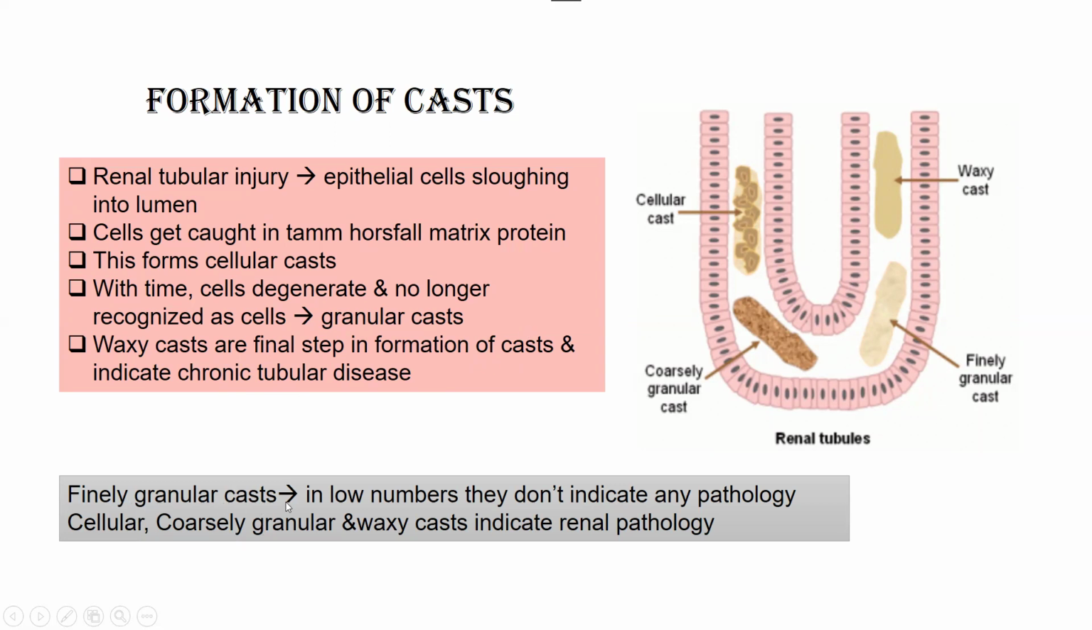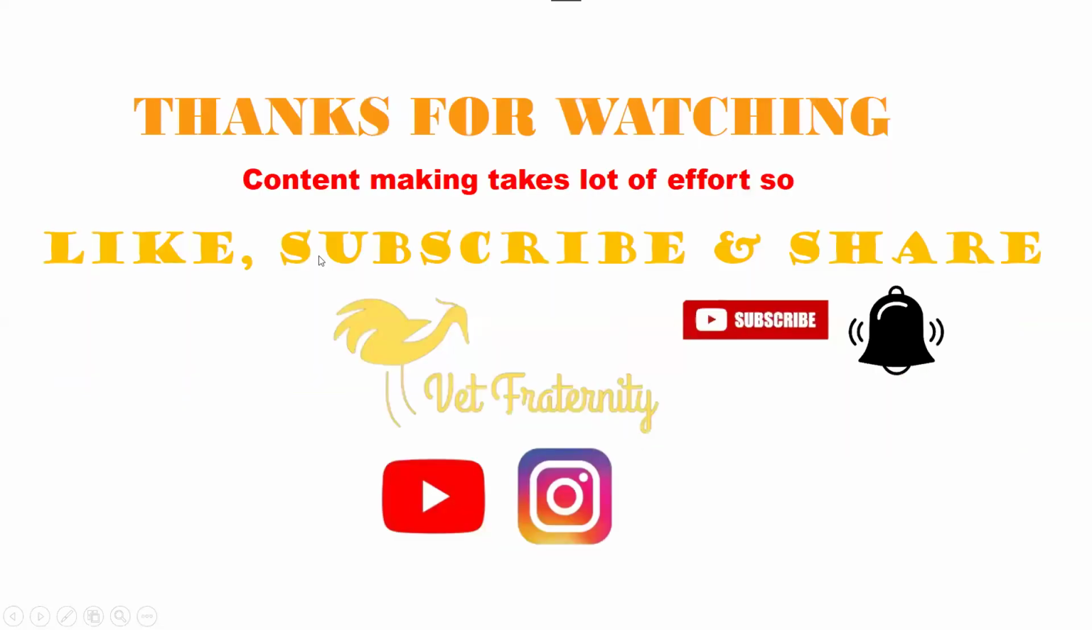Fine granular casts in low numbers do not indicate any pathology. So if these are appearing in low numbers in a urine sample, don't panic. It's still normal. Cellular, coarse granular, and waxy casts indicate renal pathology. If you are seeing these, then you should be alert that it's a red flag, that something is going wrong. So this was the basic theory behind the formation of casts, and that's all about the initial concept of cast.